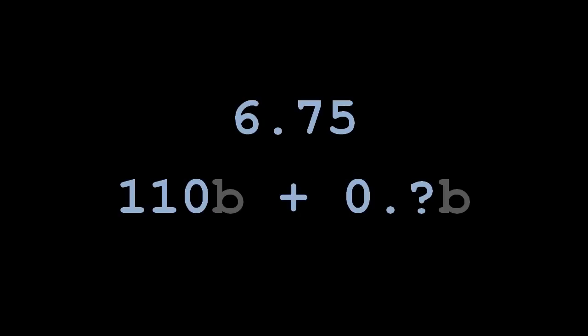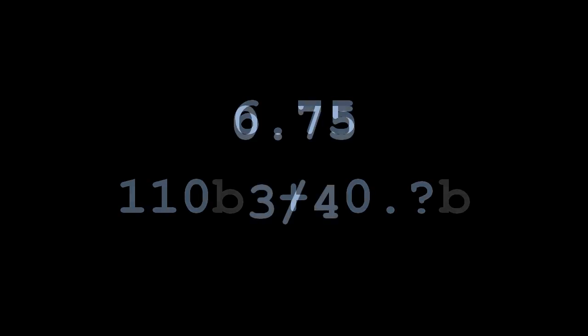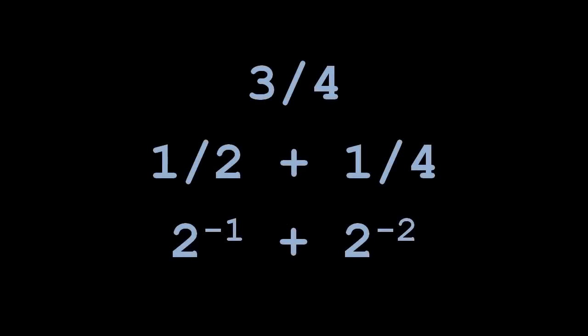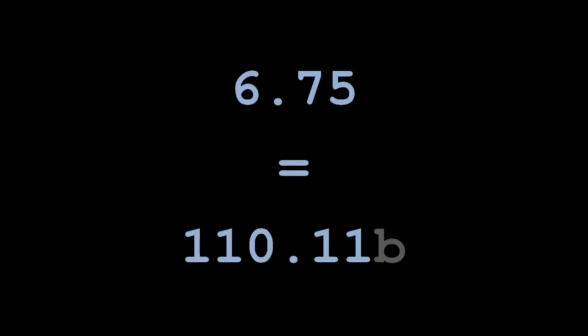As a final exercise, let's try and express this decimal number in floating point. First, we need to convert it to binary. The integer 6 is the sum of 2 and 4, so we know that 6 in binary is 110. To convert the fractional component, it's actually easiest if we first express it as a ratio. So 0.75 is equal to 3 over 4. 3 over 4 is the sum of 2 to the negative first and 2 to the negative second, which are 1 over 2 and 1 over 4 respectively. So the digits to the right of the radix point are 1, 1.